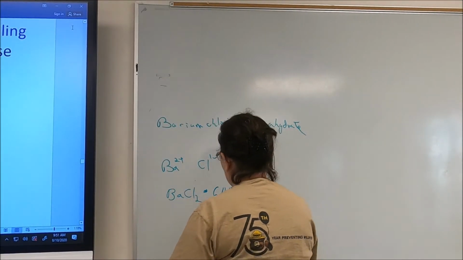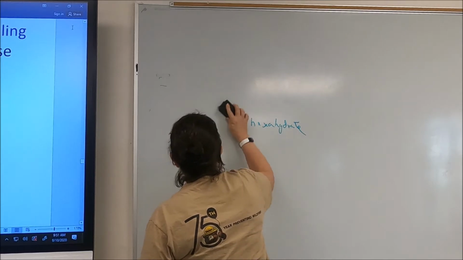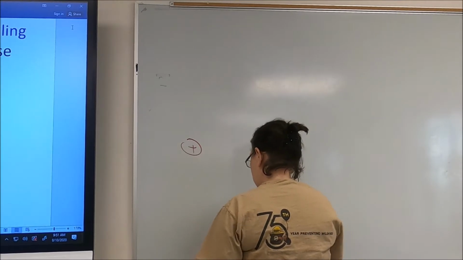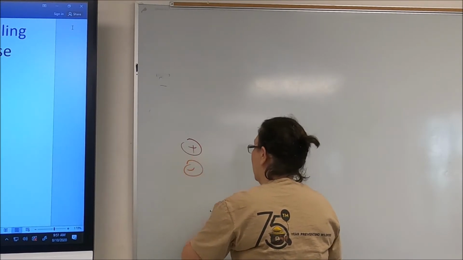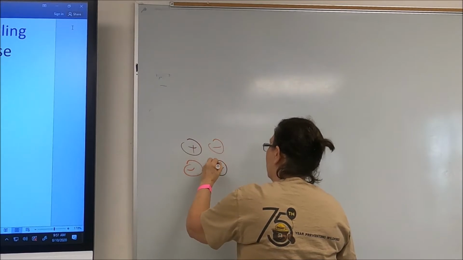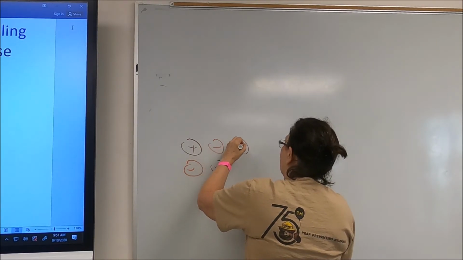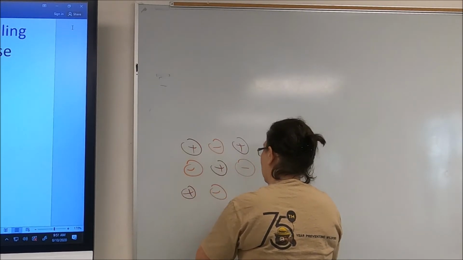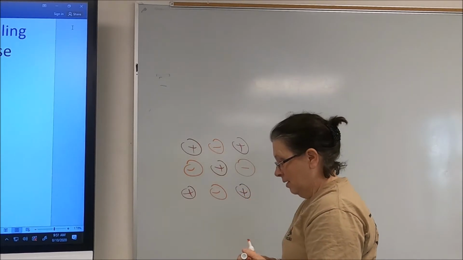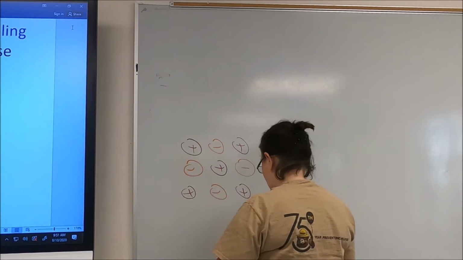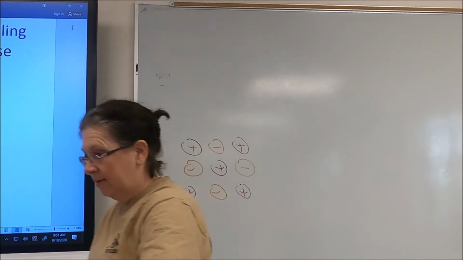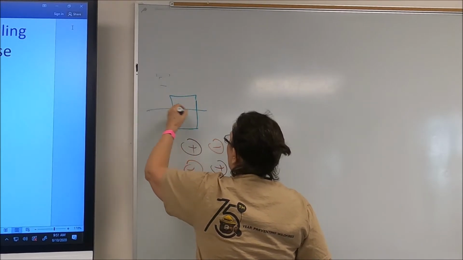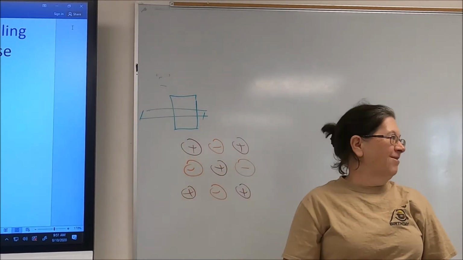So I'm going to draw a really crude picture here. I've got a positive ion, and then a negative ion, and a negative ion here, and a positive ion here, and a positive ion here, and a negative ion here, positive here, negative here, positive here. Now, if I take a hammer and I whack this, let's draw in our hammer. I'm using a big oversized sledgehammer.